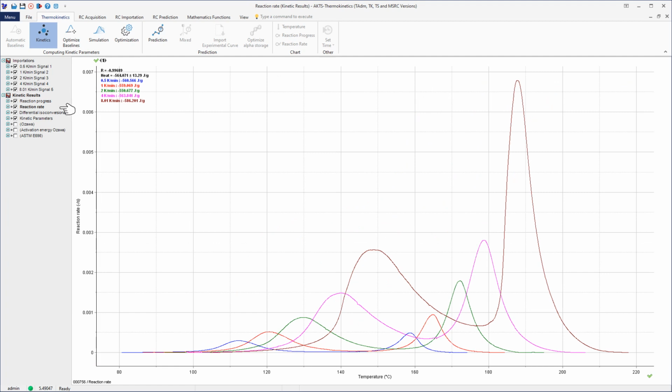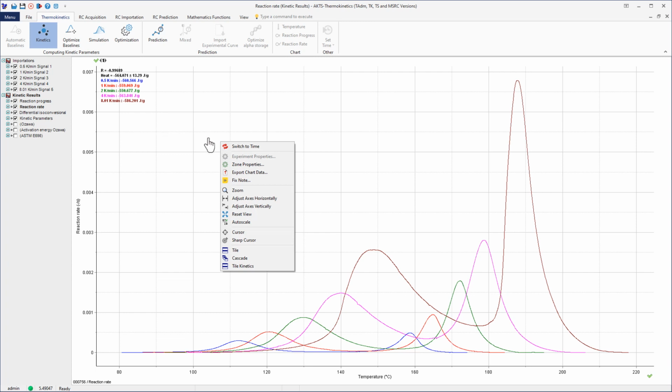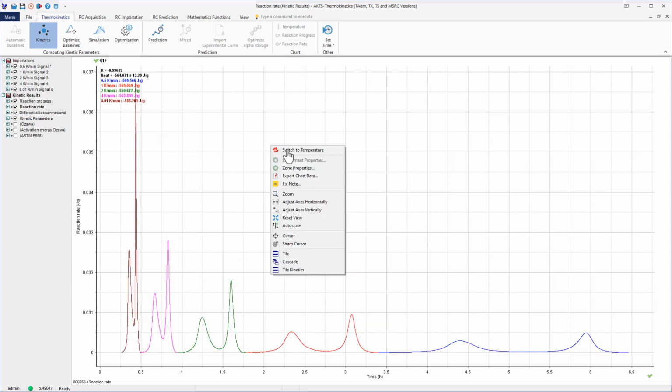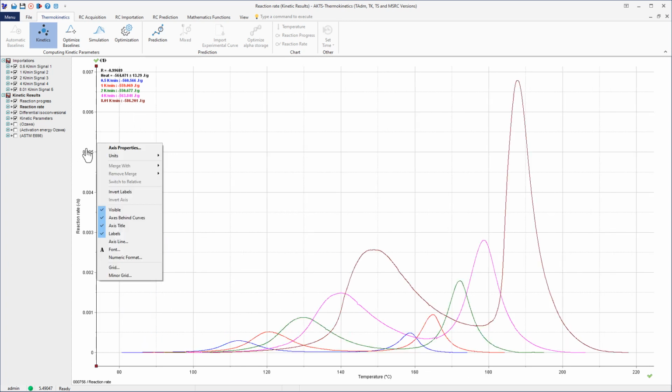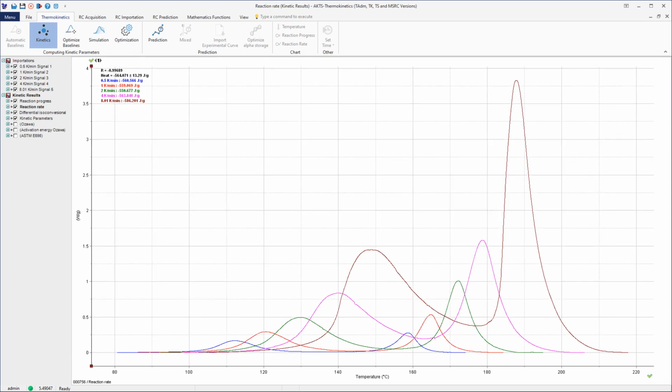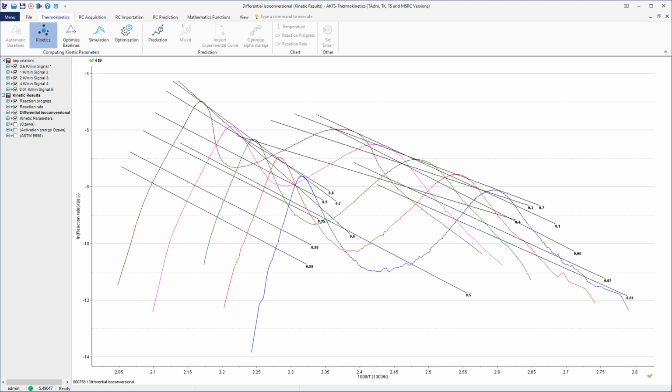In the second step of the kinetic analysis, the plot showing the dependence of the reaction rate on the temperature at all heating rates is created. The reaction rate can also be displayed as a function of time. In the third step of the kinetic evaluation, the logarithms of the reaction rates are presented as a function of the reciprocal temperature for the different heating rates.